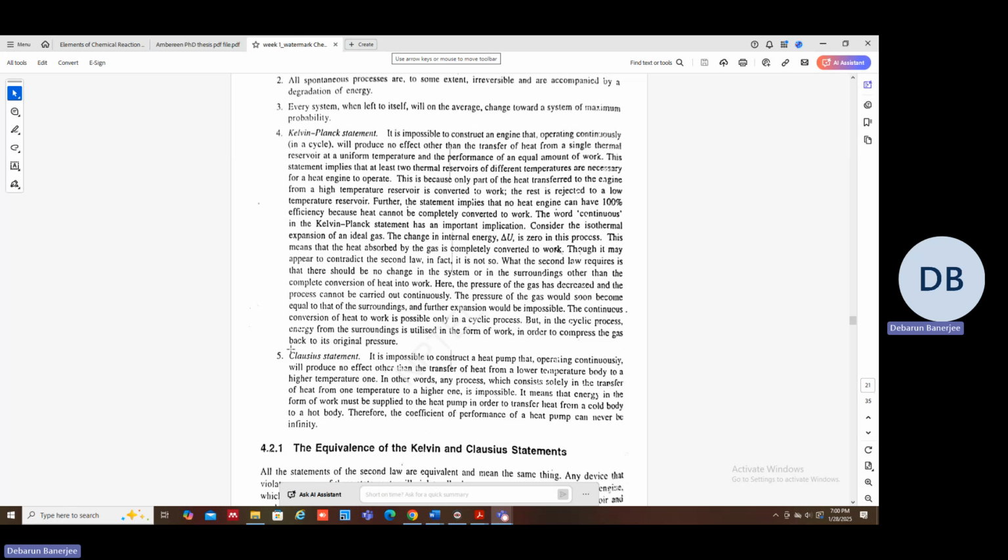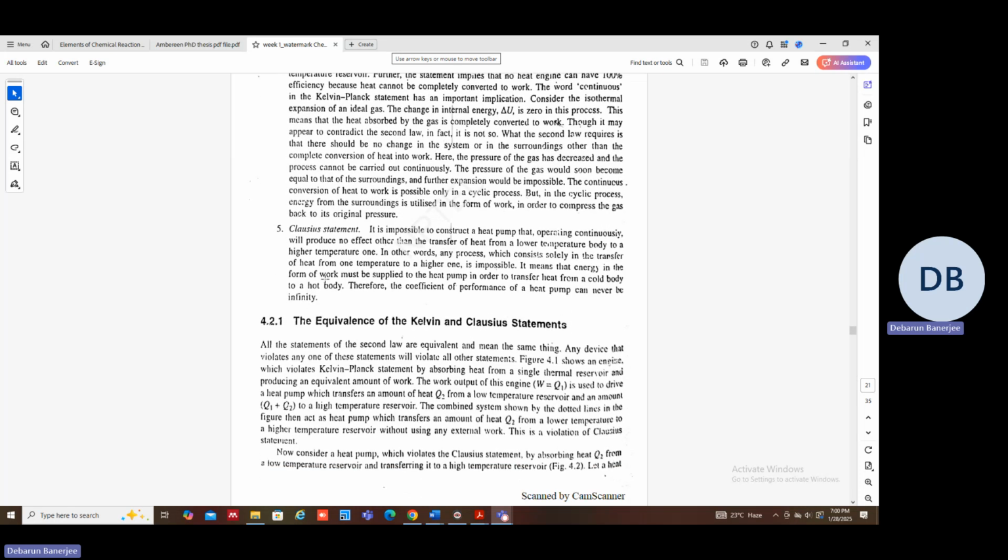And another is the Clausius statement. It is impossible to construct a heat pump operating continuously that will produce no effect other than the transfer of heat from a lower temperature body to a higher temperature body. In other words, any process which consists solely in the transfer of heat from a lower to a higher temperature is impossible. It means that energy in the form of work must be supplied to the heat pump in order to transfer heat from a cold body to a hot body. Therefore, the coefficient of performance of a heat pump can never be infinity.